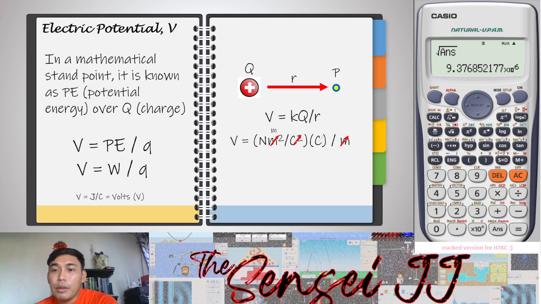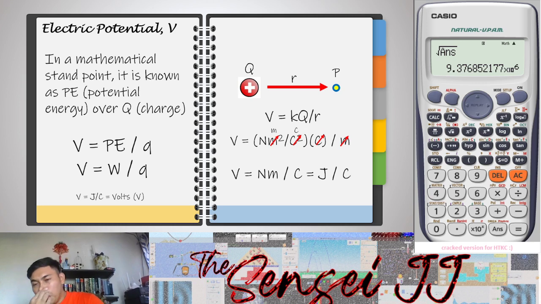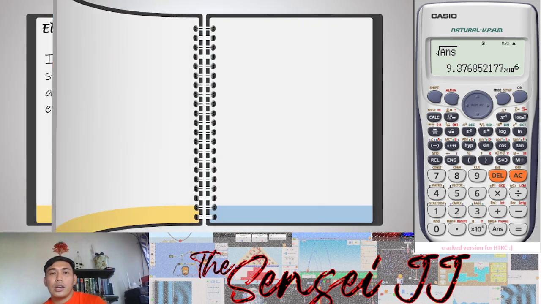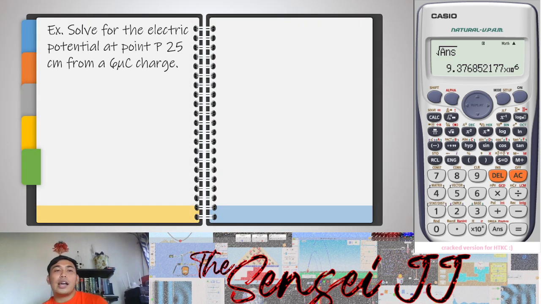Matitira na lang yung isang M, and we can cancel out the other C, which is Newton meter per Coulomb, or simply Newton, and Newton meter is equivalent to joules. Newton meter is joules. Okay, so next, we have here our example of electric potential.